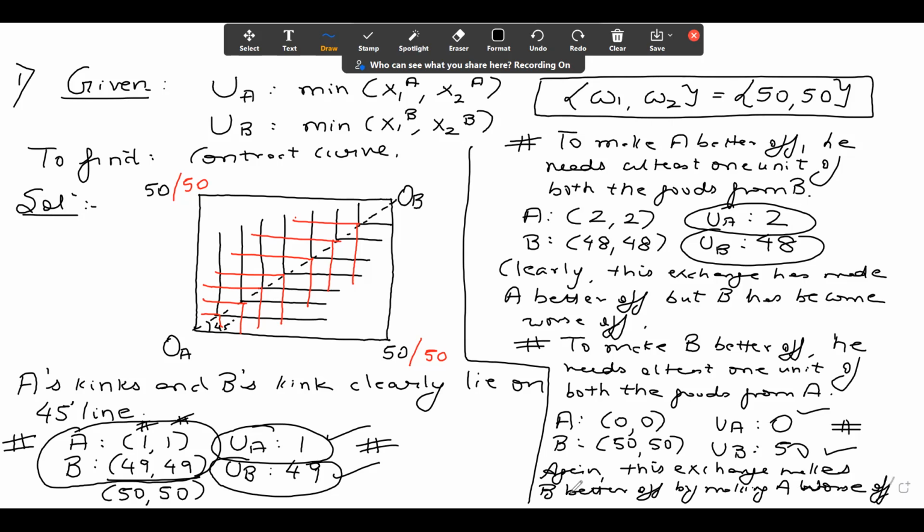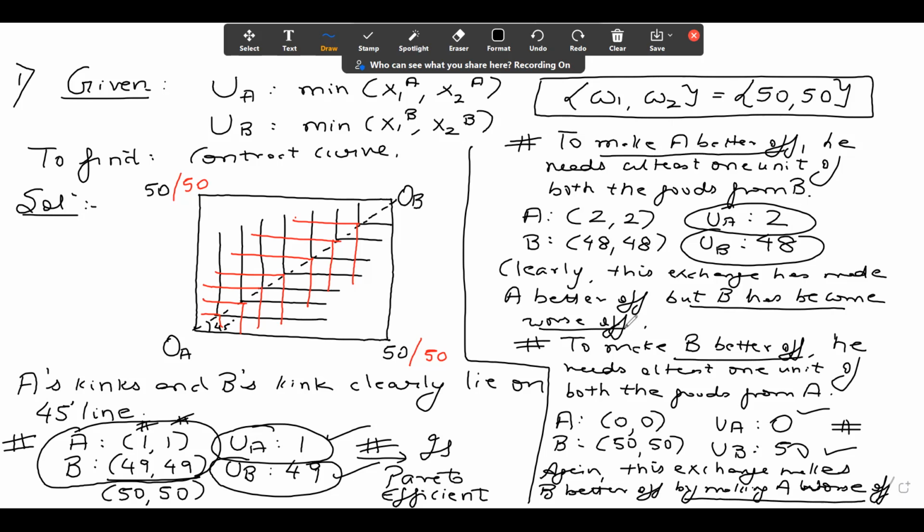So guys, what can I say? I can say that this initial allocation is Pareto efficient. The initial allocation, which is 1, 1, 49, 49, which lies on the king, is a Pareto efficient point, because we have seen that when we tried to make A better off, B is becoming worse off, and when we tried to make B better off, A is becoming worse off. That means none of the parties is going to deviate from this allocation, hence it is Pareto efficient.